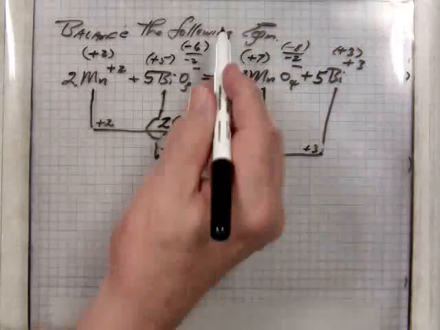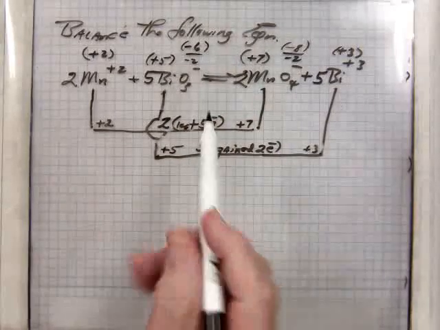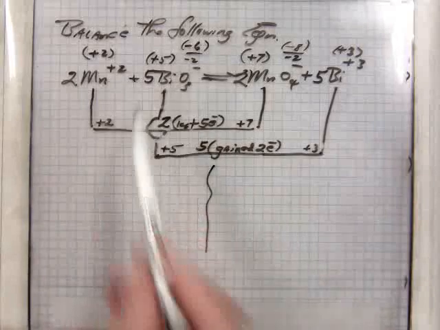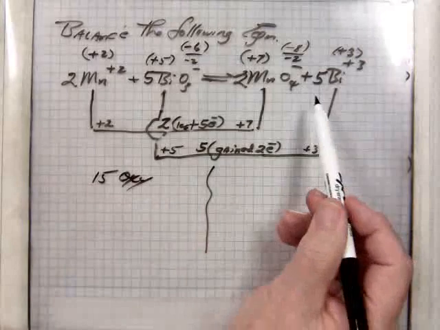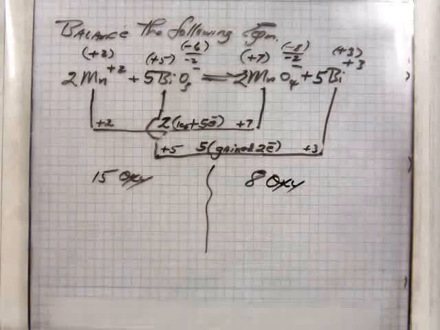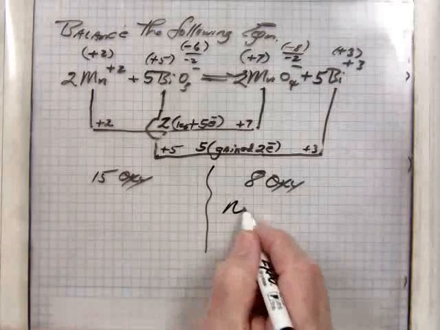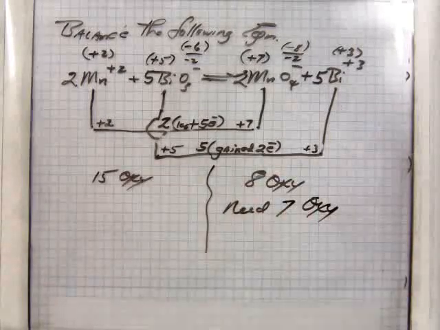Everybody here? All right. So we need to balance the oxygen. So I'm going to kind of split this into reactant and product partition. On the left side I have 15 oxys, and on the right I have 8 oxys over here. So I need 7 oxys on that side. Is that right?